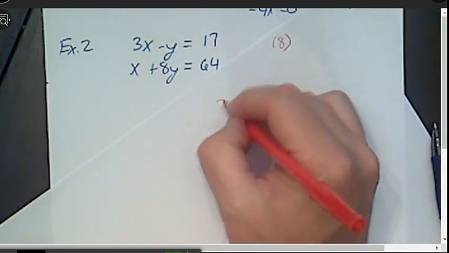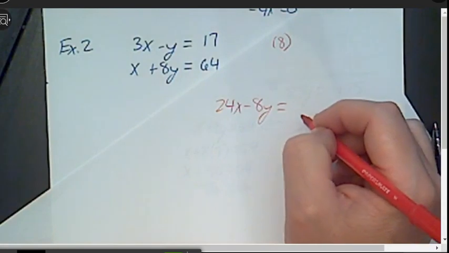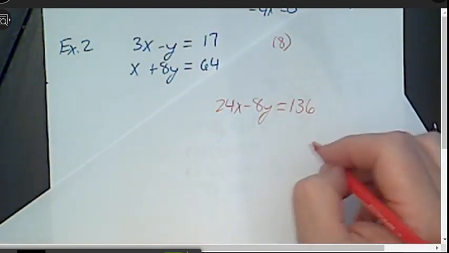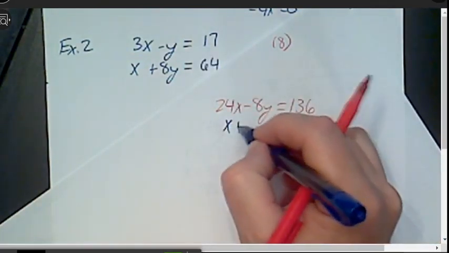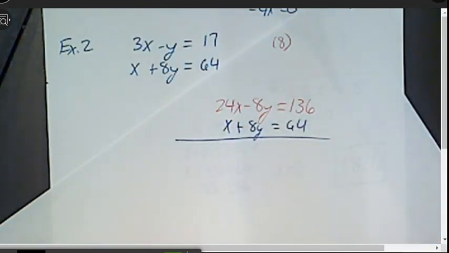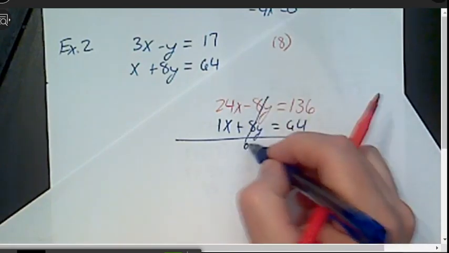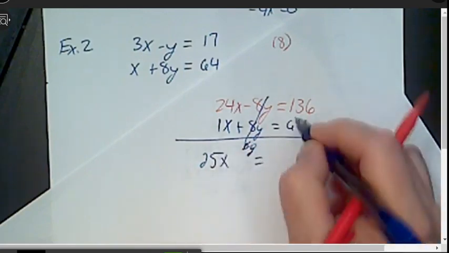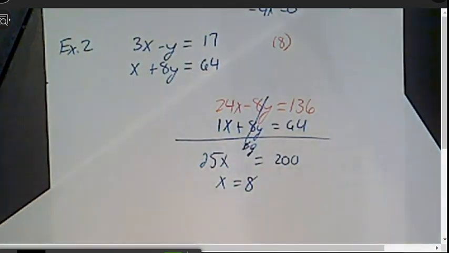That would have given you 24x minus 8y equals 136. The bottom equation would have stayed the same. And then again, -8 plus 8, we eliminated that to be 0, so that would have been gone. That would have made that 25x and 200. Divide those two, and you would have gotten x equals 8.